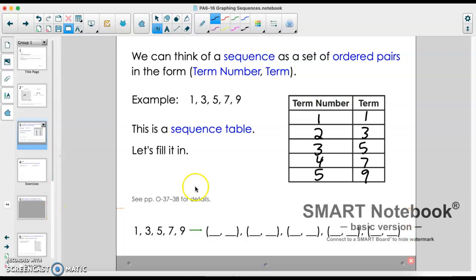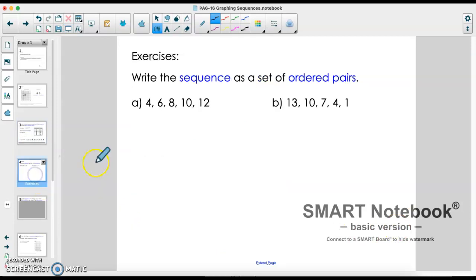And so if we were to write out all these, what we can do from creating a table of values or a sequence table is start writing them as ordered pairs. And so we can say, well, term 1 has the term of 1, term 2 is 3, term 3 is 5, term 4 is 7, and term 5 is 9. And so actually, let's go through a couple exercises. So they want us to write a sequence as a set of ordered pairs.